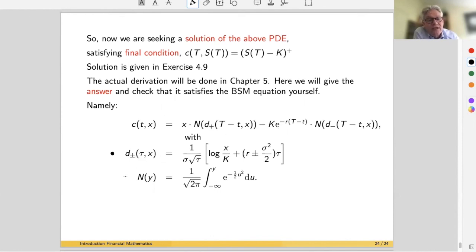And recall, for the standard normal distribution function, we have N of y with argument y. It's 1 over the square root of 2 pi times the integral from minus infinity to that argument, which is then d plus in this case and d minus in this case, of e to the power minus 1/2 u squared du. This is the solution. It looks a little bit involved because of this normal distribution, but it is a closed form solution, right? And with this closed form solution, we essentially have the value of the option at any time, at any S value prior to maturity time capital T.